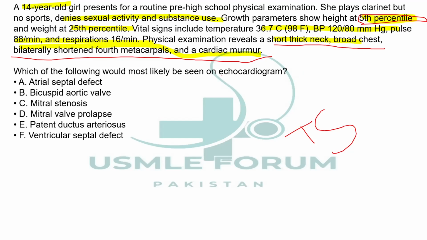Which of the following would be seen on echo? Right? What is the valvular problem that Turner syndrome patients have? So, right out of the gate, this is a factor that you have to know, that this is the right answer. Bicuspid aortic valve. This is what Turner syndrome patients have.